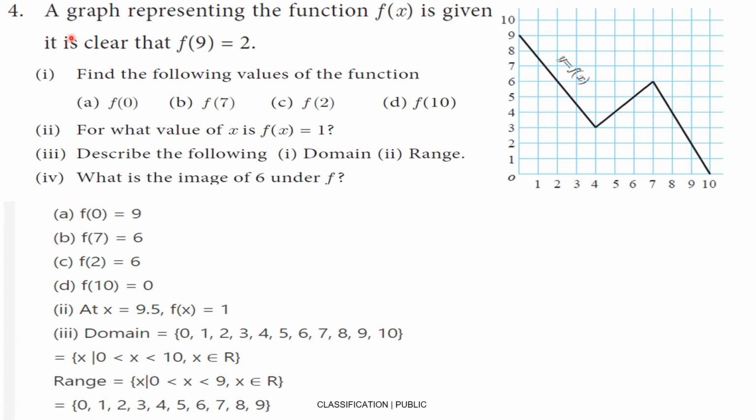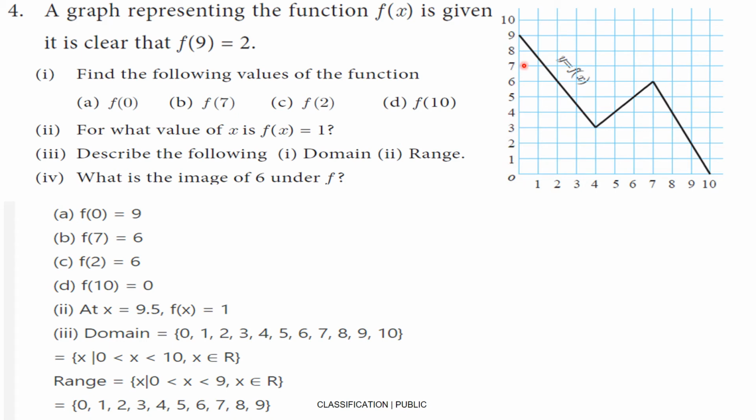So next one, the graph representing the function f(x) is given. It is clear that f(9) equals 2. So we have to find the following values of this function. First f(0). For f(0), using the graph only we can get the result: 0 is mapped to 9. Therefore f(0) equals 9.